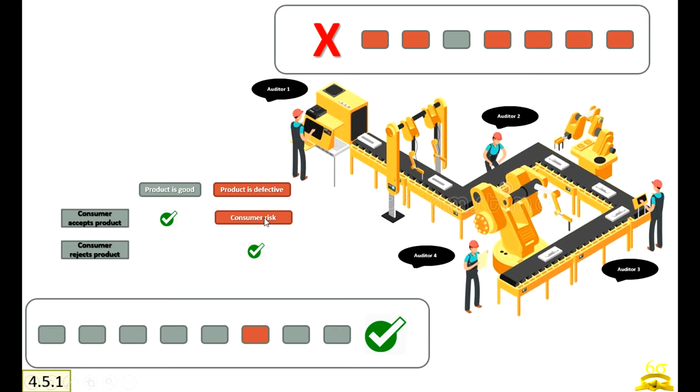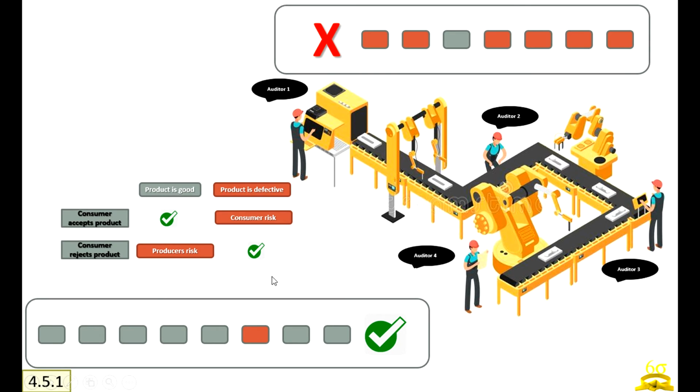So, it is a consumer risk. So, the consumer has accepted a bad product, then he is at risk. Now, consumer has rejected the product. So, now the product has to come back to the entire manufacturing or the return process or warranty, whatever we can call, and hence it is a producer's risk, right?